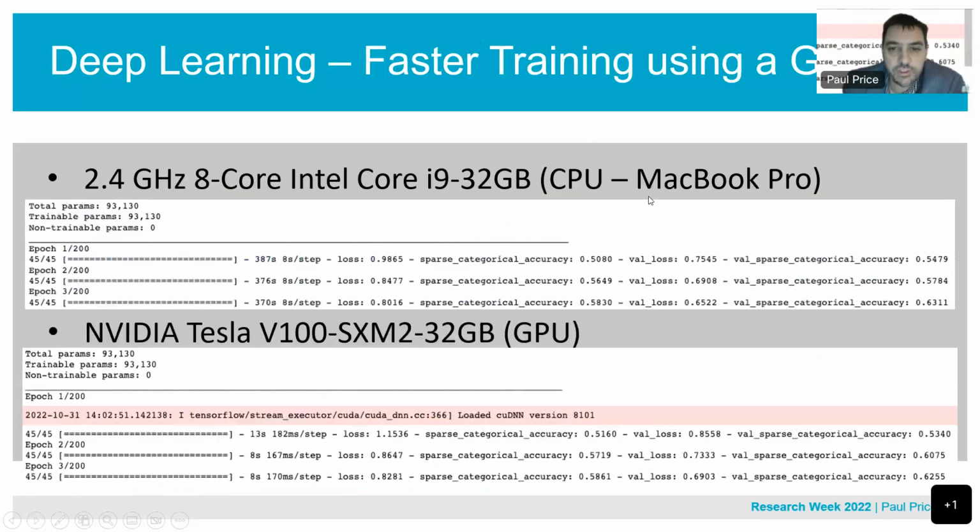The reason I said that the floating point was important is because here you can see an example of using a transformer on a MacBook Pro. It's an i9 with 32 gigs of RAM, so 8 cores. Nothing to shy about. But as you can see, right here next to the equal sign, after these equals, it says that the steps are taking 387 seconds, 376 seconds, 370 seconds.